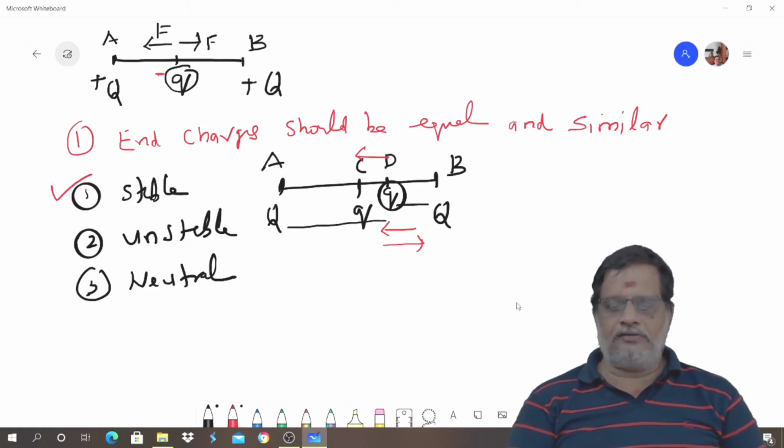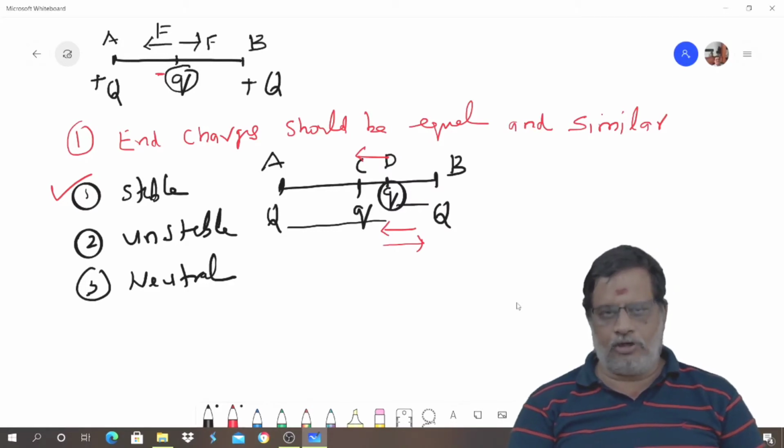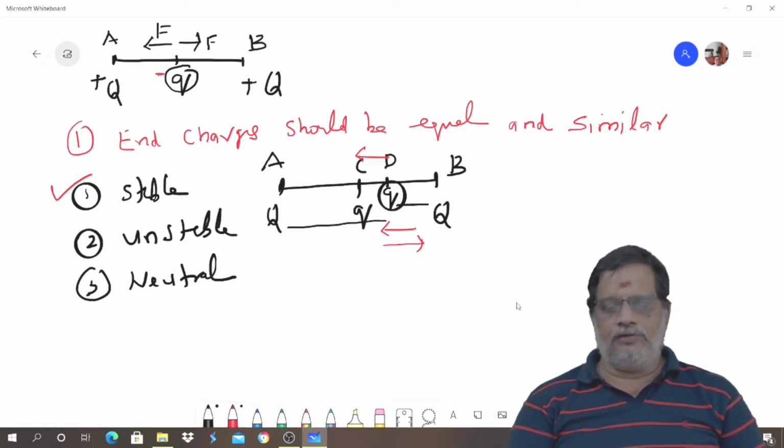If you displace this charge parallel to the line joining the other two charges, it will be in a state of stable equilibrium. So remember this: if the three charges are similar, if all of them are either positive or negative, the middle charge will be in stable equilibrium for displacements parallel to the line joining the two charges.